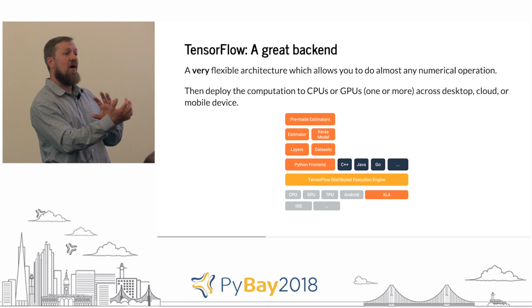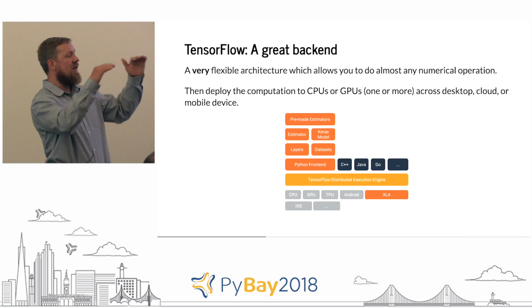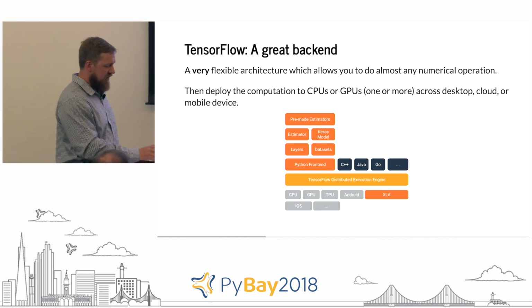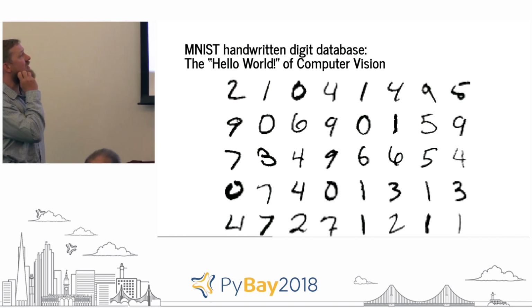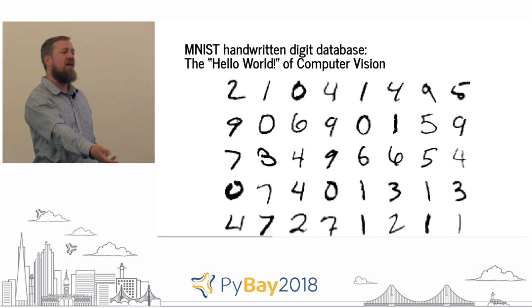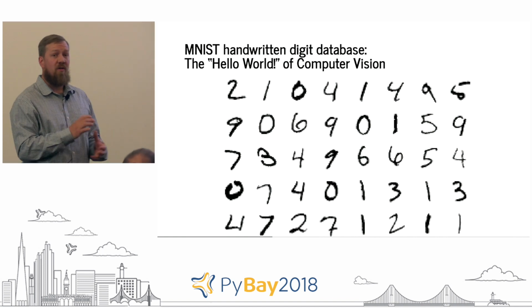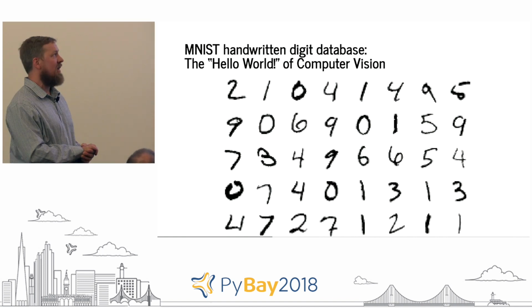Really solid, lower level infrastructure that Keras then sits on top of. And so that's what allows us to work more quickly. What we need to do is have a task to throw at a neural network. The hello world of deep learning is handwritten digit recognition.